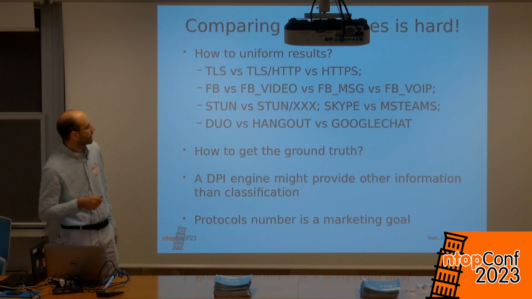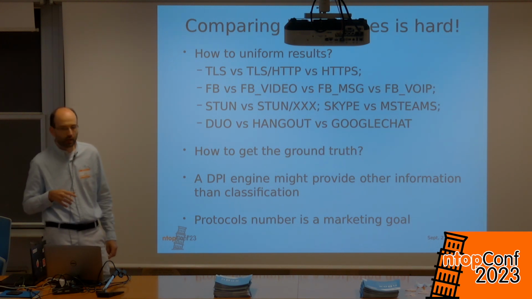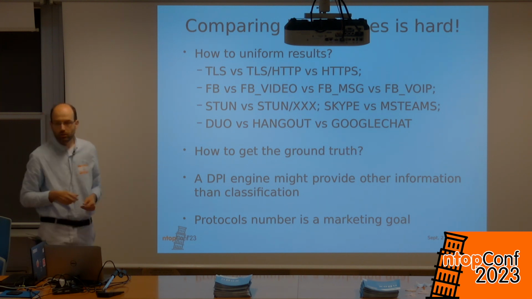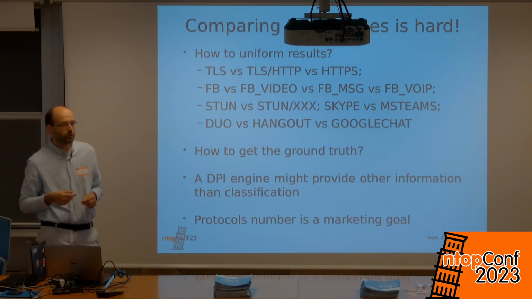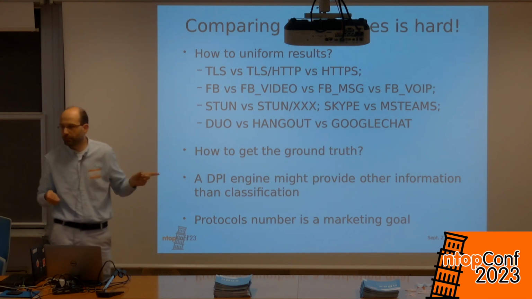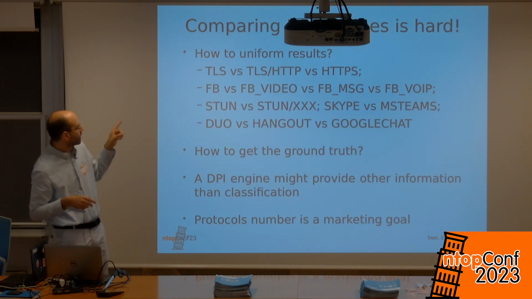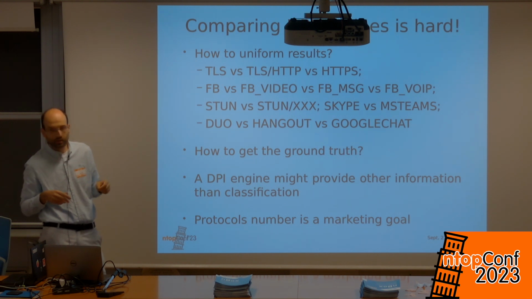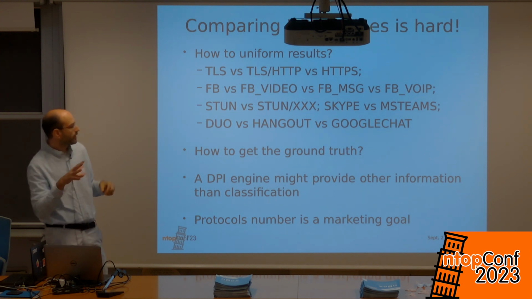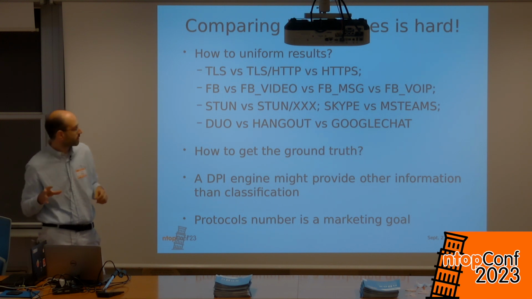Comparing DPI engines is hard also because different engines have different ideas about what is a protocol, what are the protocol names, and what is a classification or a subclassification. So if you need to compare the results of different software, you have to standardize their outputs, and to do that, you have to do a lot of manual work. Some examples: TLS, HTTP, and HTTPS are basically the same things, but these 3 labels are used in different ways by different engines. For some important applications, like Facebook, you usually have some kind of sub-classification, but each software gives you a different sub-classification of protocol lists.